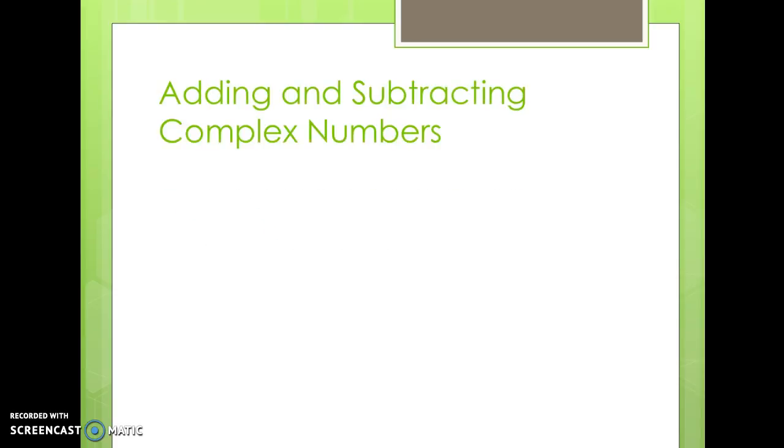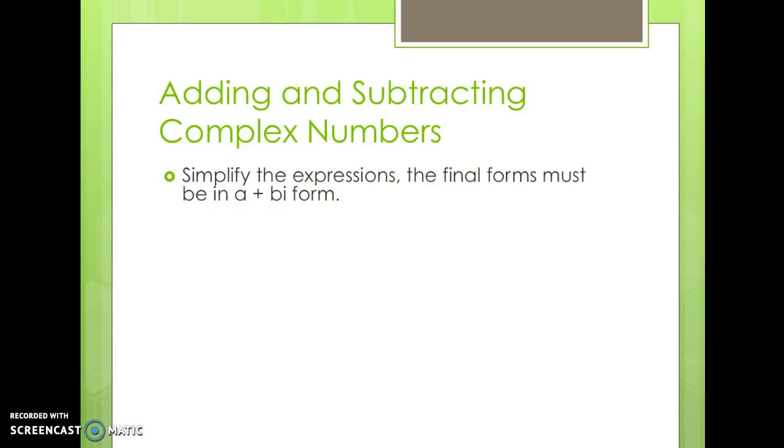Adding and subtracting complex numbers. First, we want to simplify the expressions. The final forms must be in a plus bi form. So let's look at some examples.